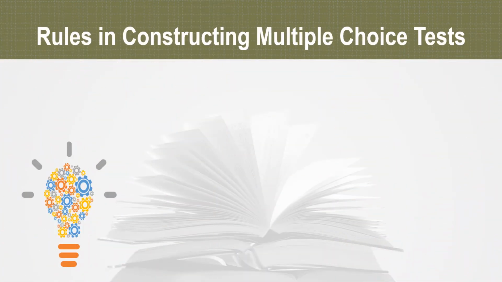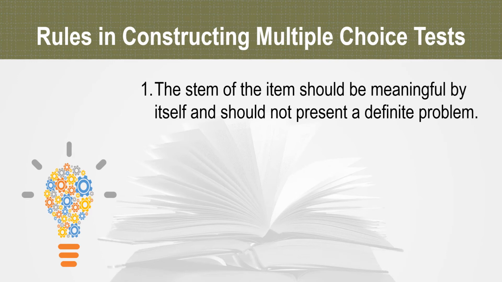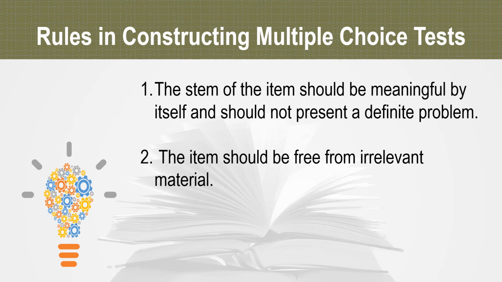So let's go with the second type of your objective type of test, which is your multiple choice test. What are the different thumbs up rule that we need to observe? Right. So rule number one. The stem of the item should be meaningful by itself and should not present a definite problem. Meaning to say, your question should have an answer. Second, the item should be free from irrelevant material, meaning to say do not beat around the bush.